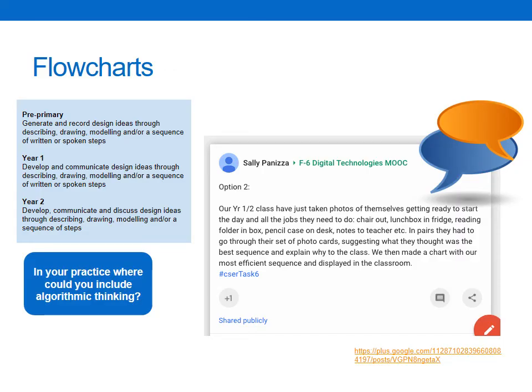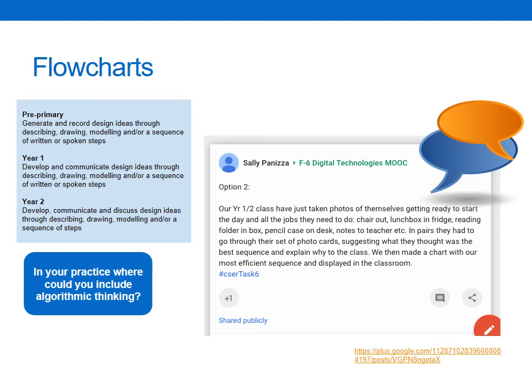Here's an example that someone shared in the MOOC. The year 1-2 class took photos of themselves getting ready to start the day. Chair out, lunchbox in fridge, reading folder in the box, pencil case on the desk, etc. And then they made a chart with the most efficient sequence and displayed that in the classroom.